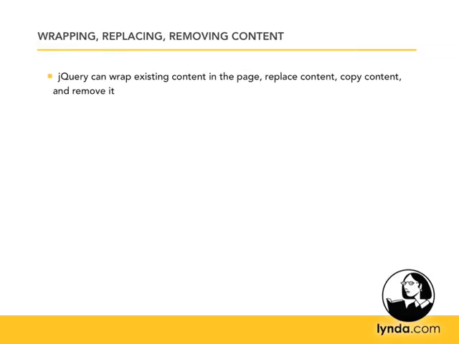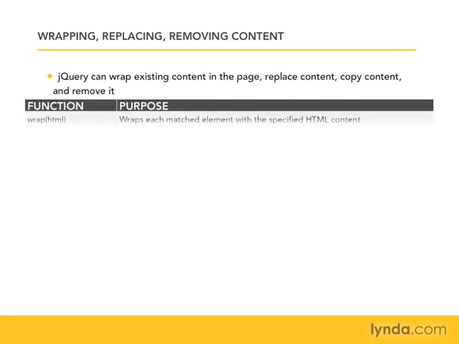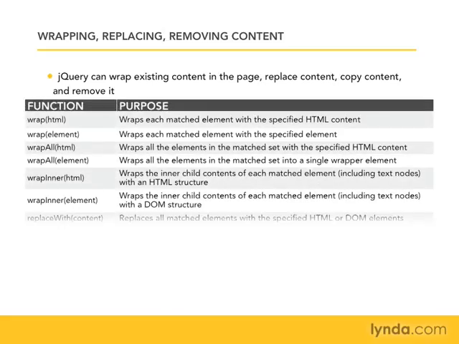In this lesson, we're going to see how to use jQuery for wrapping, replacing, and removing content. Up until now, we've seen how to insert and manipulate some content, but now we're going to do a little bit of additional operations. In addition to inserting content, jQuery has a bunch of functions for doing additional operations like wrapping content in a page, replacing it, copying it, removing it, all that great stuff. So here's the list of functions that you use in order to do that.